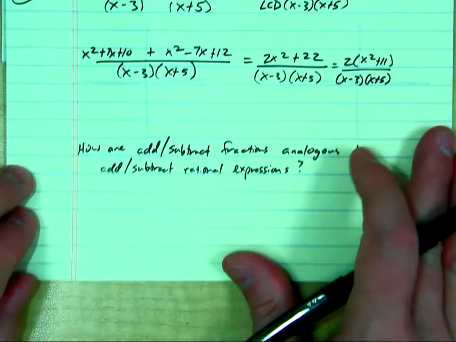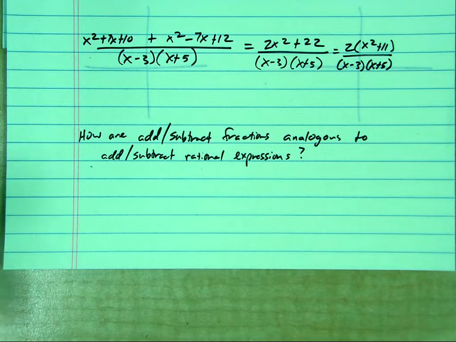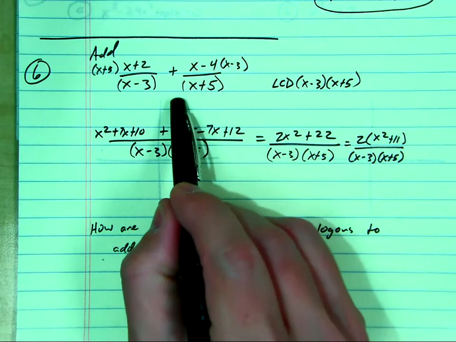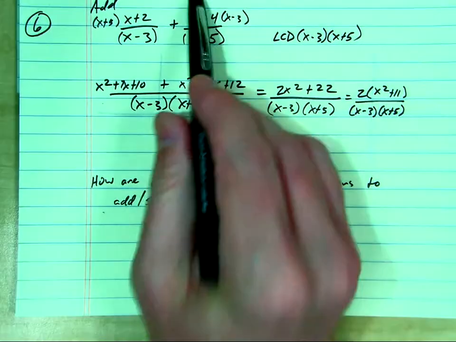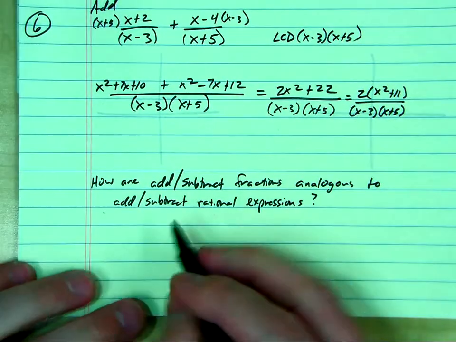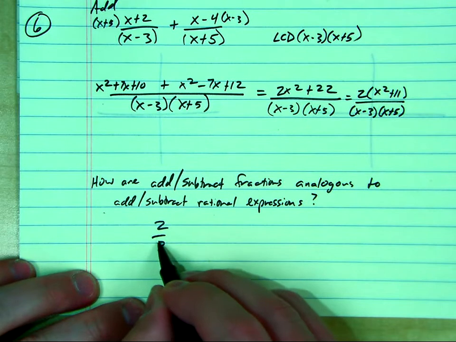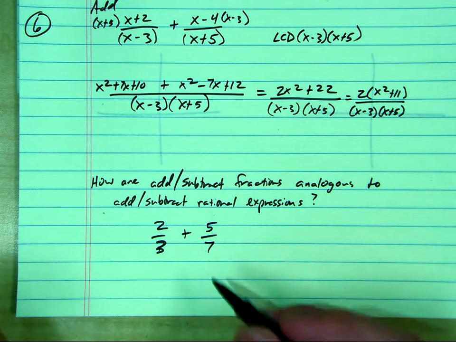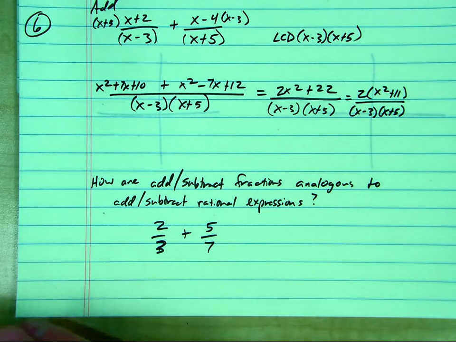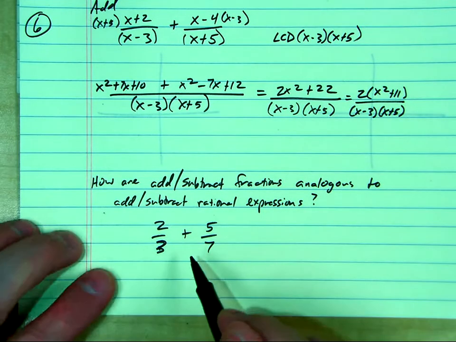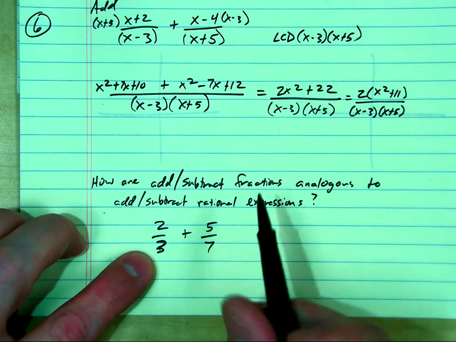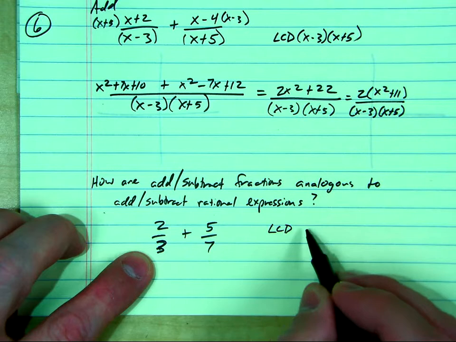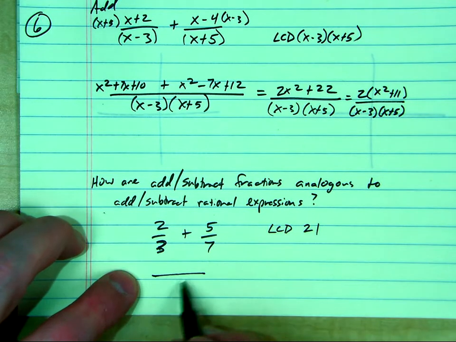Okay, how about this concept question? Look at what we just did. Answer this concept question. Look at what happened right there, and let me throw this up there. What's 2/3 plus 5/7? How do you do this right here? What's the first thing you have to find? LCD. The LCD is what? 21. So we write a 21 down here.